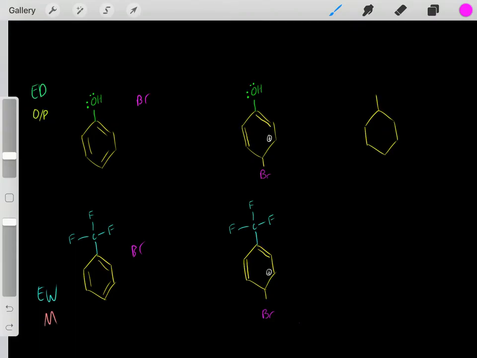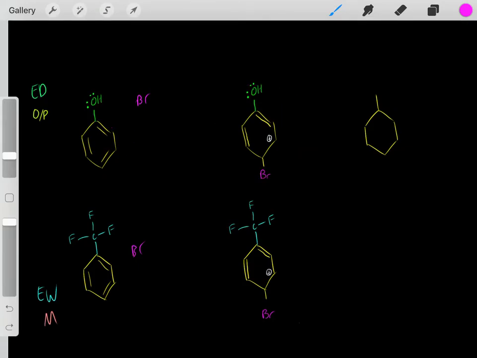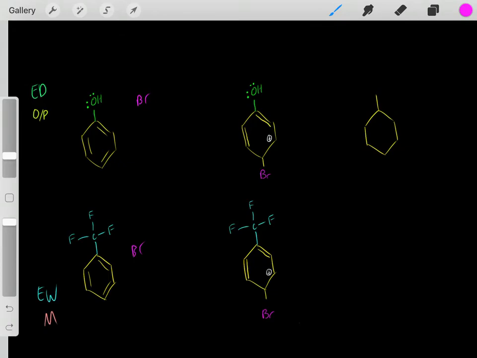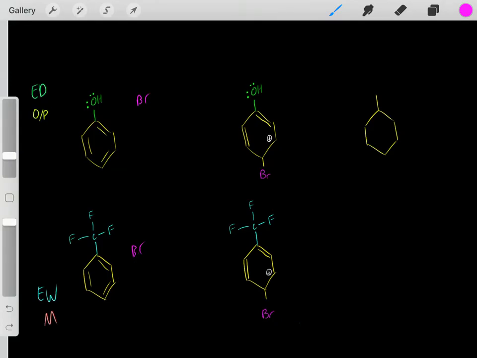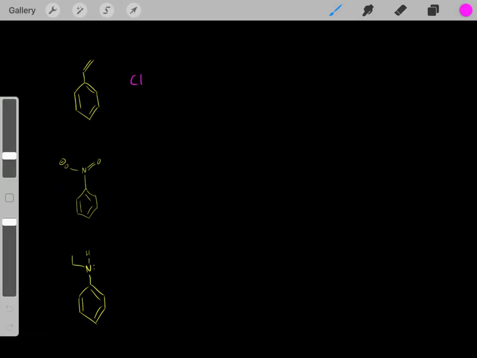So the way you should think about it is electron donating groups like adding it in ortho and para. When they add it in ortho para, they can stabilize that positive charge resonance intermediate. However, this electron withdrawing group is stuck adding it in the meta position, because adding it in the ortho and para isn't stable. So now let's do some examples and hopefully this makes sense.